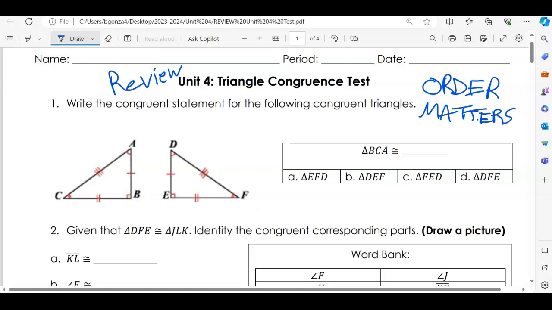All right, so what does BCA match with right here? So from B to C to A, this has been reflected, right? The right angle, two arcs, one arc, right angle, two arcs, one arc, EFD. Okay, order matters so much.